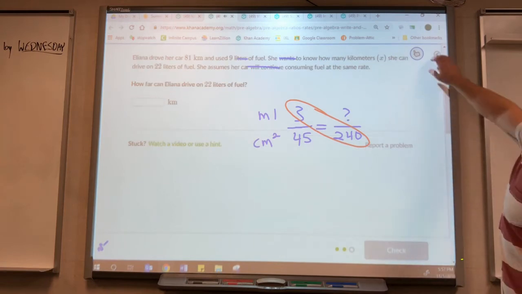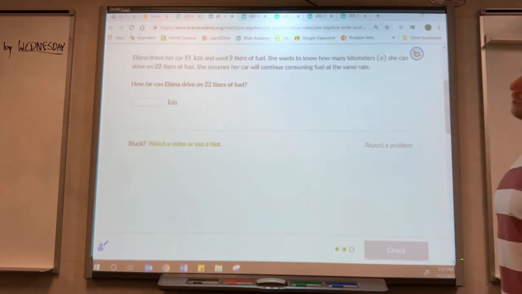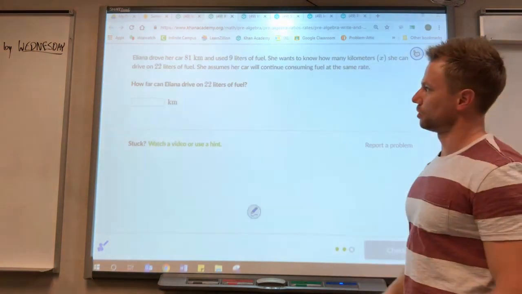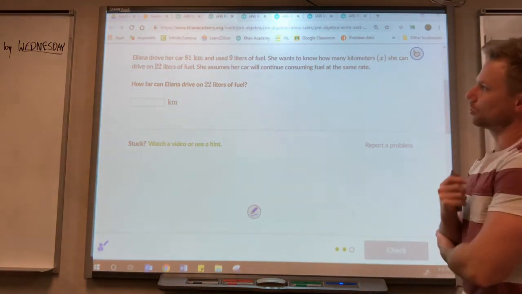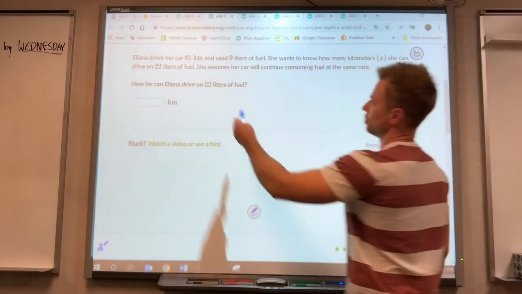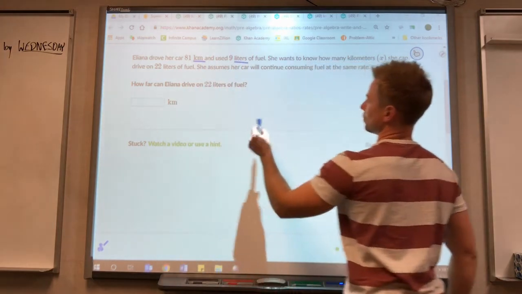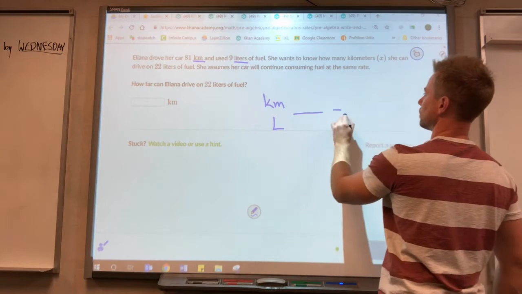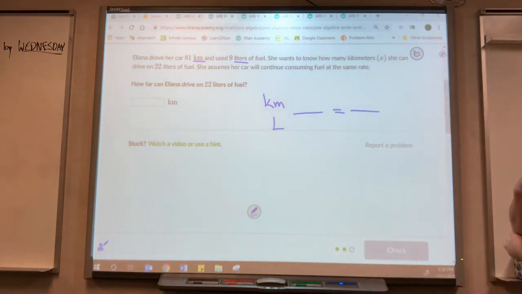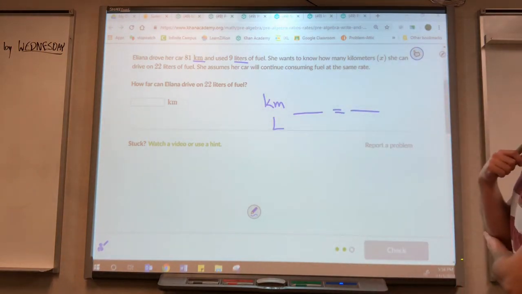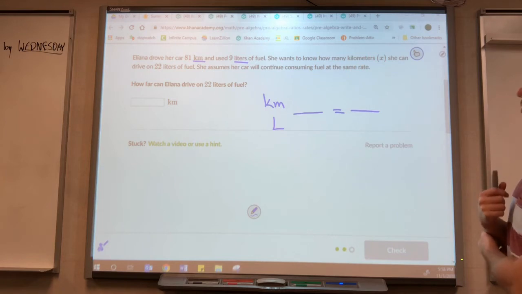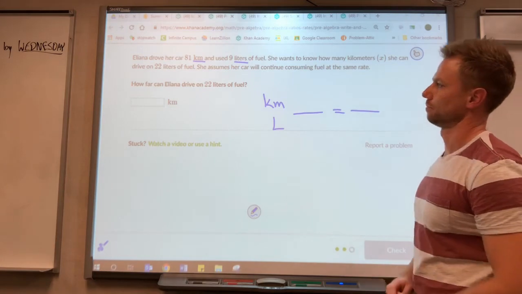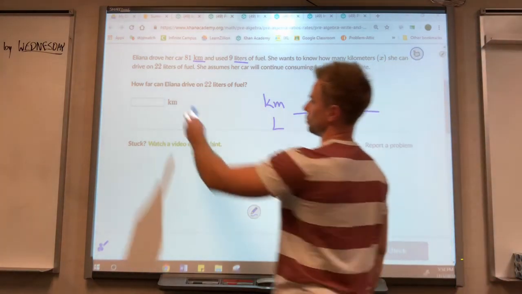Good. All right, one more story problem here. Writing up a proportion. Eliana drove her car 81 kilometers and used 9 liters of fuel. There's our labels again, kilometers and liters. She wants to know how many kilometers X she can drive on 22 liters of fuel. She assumes that her car will continue consuming fuel at the same rate. Okay, how far can she go on 22 liters?